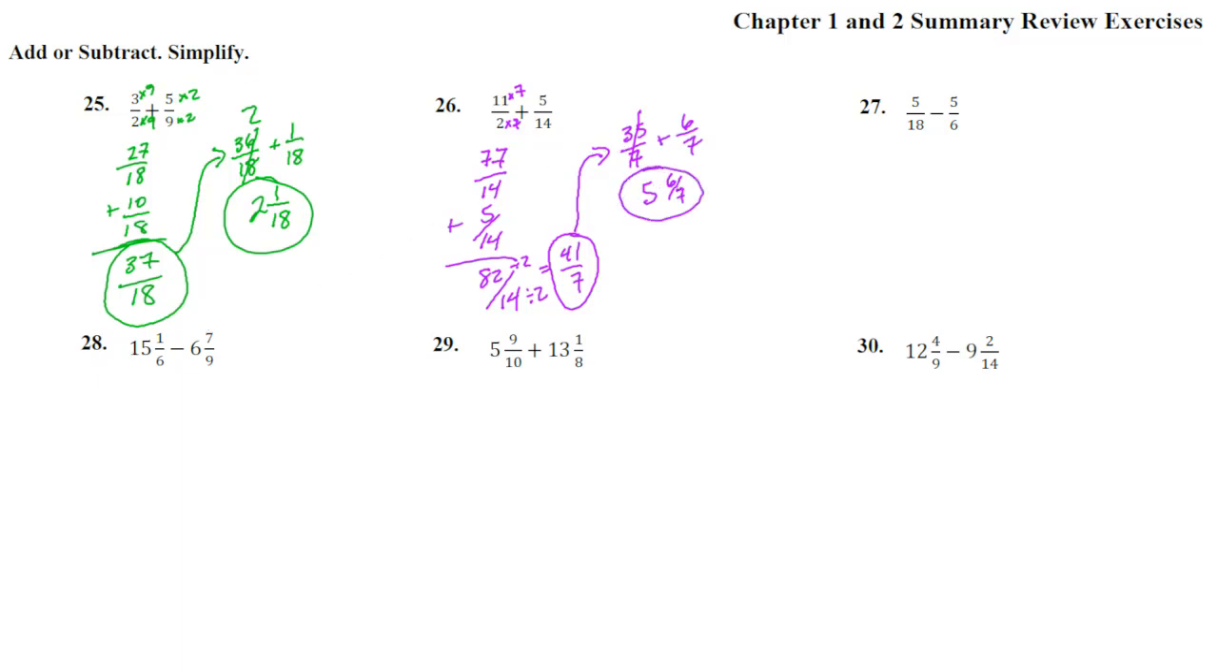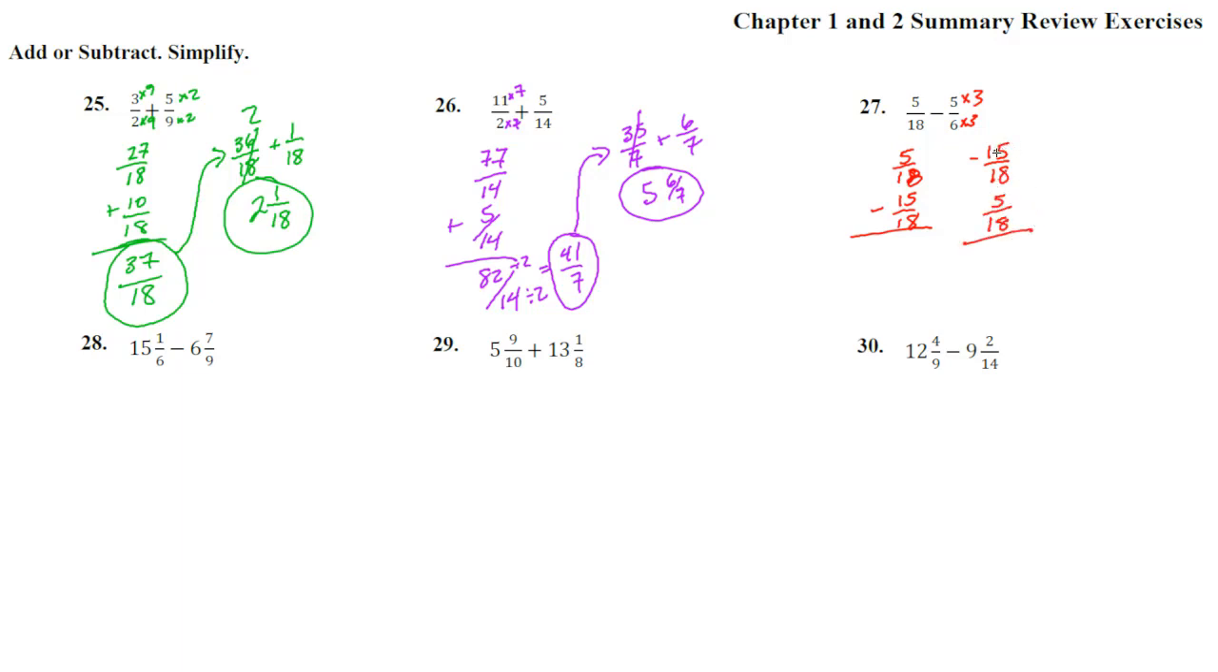Number 27. 5 eighteenths minus 5 sixths. So common denominator, 6 goes into 18, so we only need to times this guy by 3. So we have 5 eighteenths minus 15 eighteenths. And what happens there? Oh, wait, this is subtraction. We have the strongest one on the bottom. We got to switch these guys' places. Negative 15 eighteenths and a 5 eighteenths.